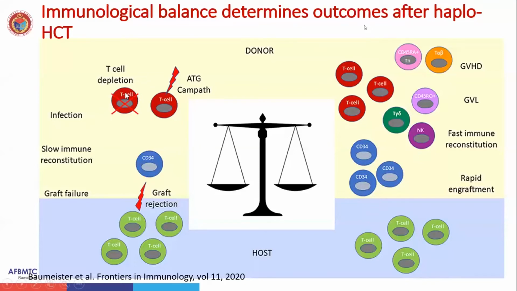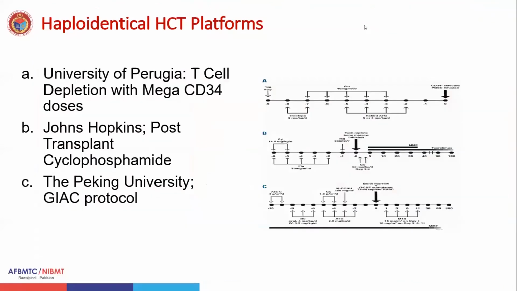So you can do this ex vivo, or you can do it in vivo by using antibodies like ATG or Campath. The other side is that if extensive T cell depletion is done, then this can lead to increased graft rejection, slower immune reconstitution and consequent infections, and a less strong graft versus leukemia effect and disease relapse. So a very fine balance is required there for a successful outcome.